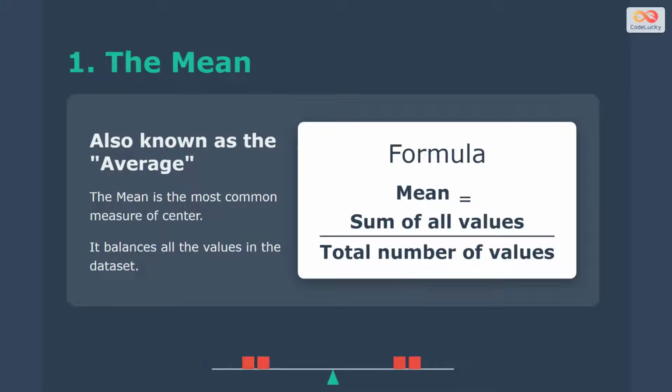First, let's talk about the mean. You probably know this as the average. The mean acts like a balance point for the data. To calculate it, you sum up all the values and divide by the total number of values.